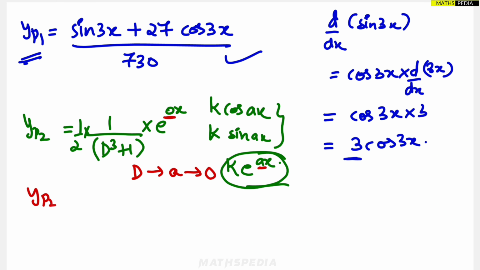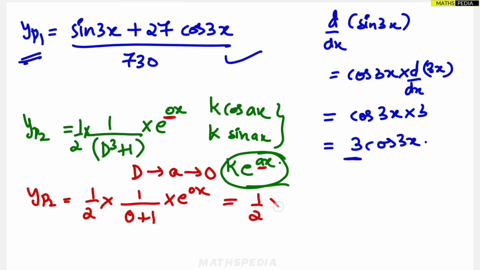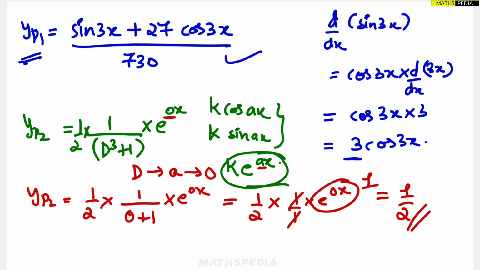So yp2 is equal to 1 by 2 into 1 divided by 0 cube, which is 0, plus 1 into e power 0x. So which is equal to 1 by 2 into 1 by 1, right, into e power 0x. So we can directly write this, anyways it is getting cancelled, and e power 0x is nothing but 1. So we are getting one constant value as 1 by 2.